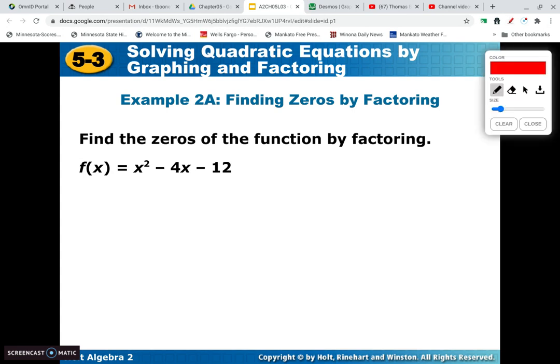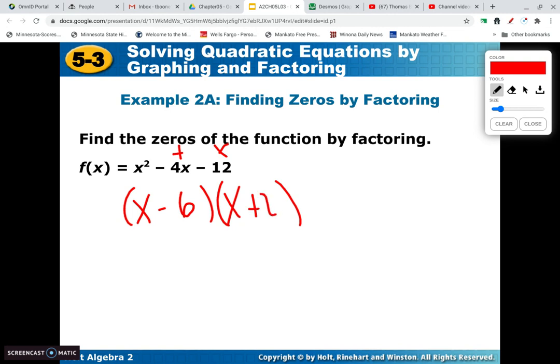Now, remember factoring this trinomial, we're going to look at factoring into two binomials. We know to get x squared, we have to go x and x in the first spot. So now I have to think of two numbers that multiply together to be negative 12, but add together to be negative 4. That's where some ingenuity comes into play.